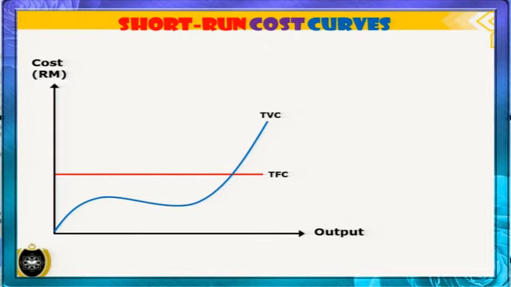And the second one, total variable cost. The total variable cost curve changes due to the changes in quantity of output. And the last one, the total cost curve. This total cost curve will not start from zero since total fixed cost has been incurred.